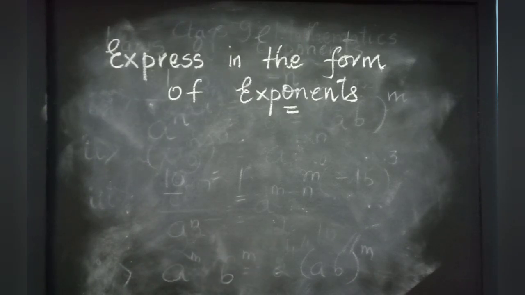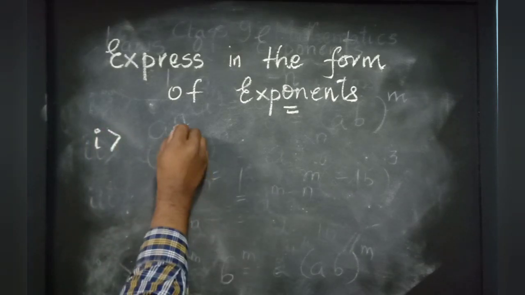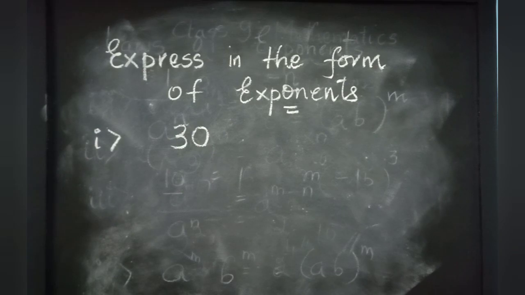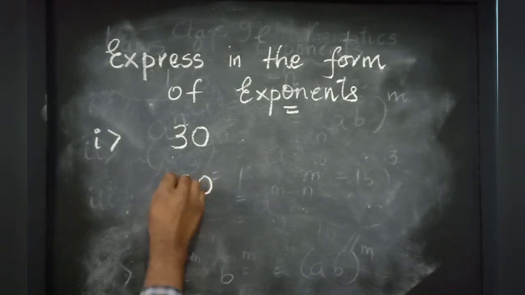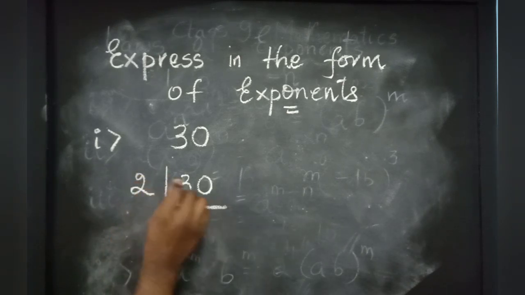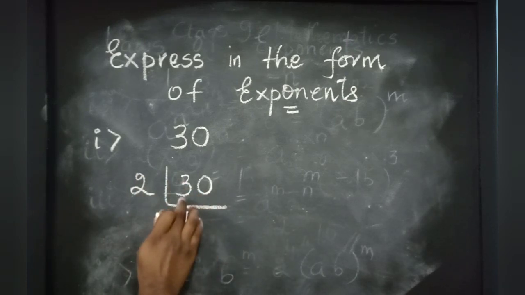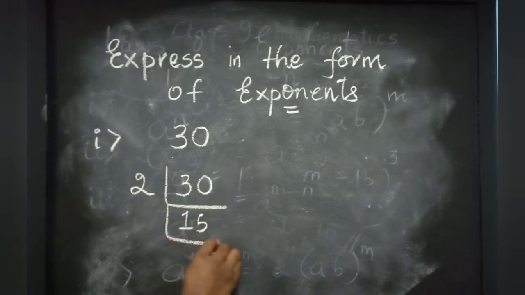We'll solve the exercise. Express the following numbers in the form of exponents. First question, 30. I should express 30 in the form of exponents. The first step is factorize it. That is, the number by which I can divide 30 starts from 2. 2 ones are 2, 2 fives are 10, 2 fifteens are 30.